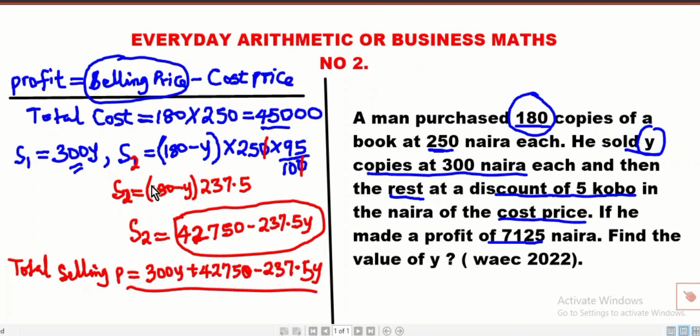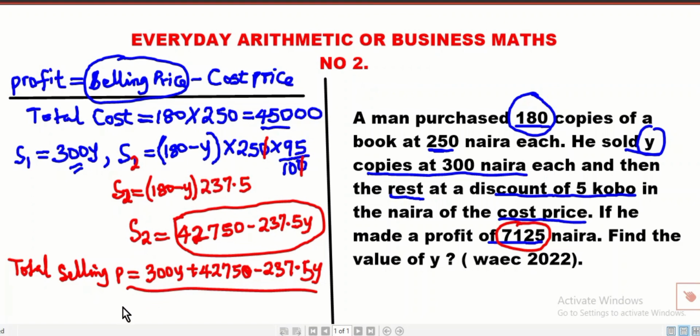So what do I do here now? I will put this here as the selling price, minus it from the cost price, equal to the total profit, which is this amount. When I do that, I'll make Y the subject of the formula, and that's all.